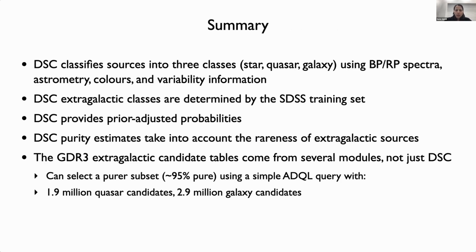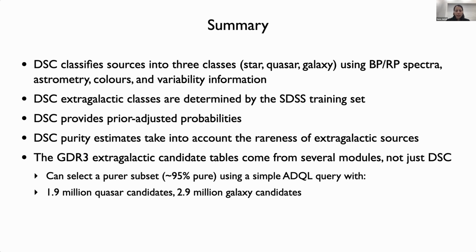As mentioned through this presentation, DSC classifies sources into three main classes: star, quasars, and galaxies, using different types of input data such as the XP spectra, astrometry, and photometry. The extragalactic classes are defined by the spectroscopic SDSS sample. We are applying prior-adjusted probabilities, and we give purity and completeness as depicting the real distribution across the sky, meaning that the purity estimates take into account the rareness of the extragalactic sources.